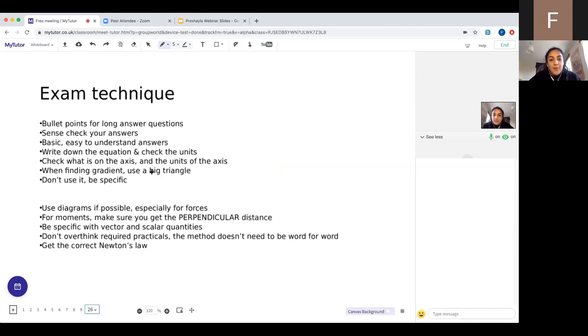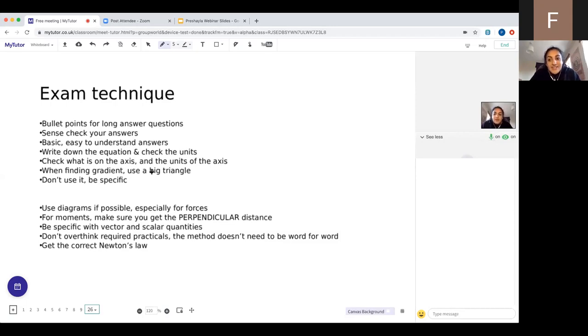So, bullet points for long answer questions. It's absolutely okay for you to write in bullet points. It can really help to structure your answers, and it's not important to write in an essay style with posh connectives. No need for any of that. Bullet points will suffice, and it can help to split up your ideas into concise ideas.